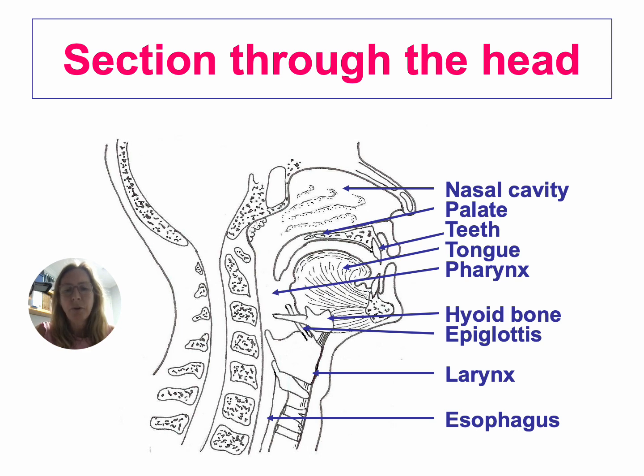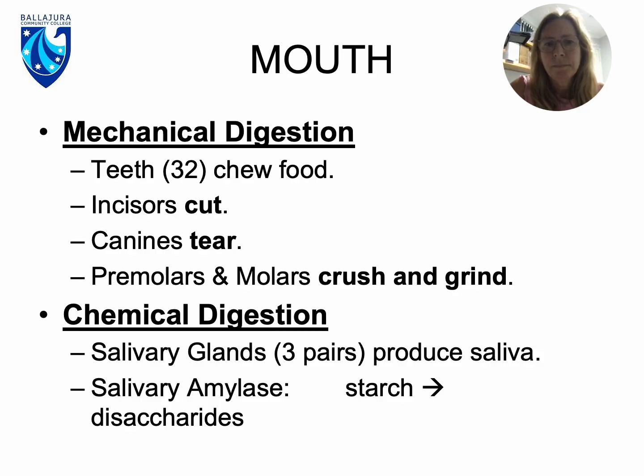This diagram shows you a cross-section through the head, showing you some of the digestive organs as a side view. We'll go through each one in turn. So in the mouth there's both mechanical and chemical digestion. Mechanical digestion by the teeth that chew the food into smaller pieces, and also chemical digestion from the saliva, which contains an enzyme called amylase. You know it's an enzyme if the name ends in ASE, A-S-E. So amylase, the enzyme, digests complicated carbohydrates called starch into their component units, which are, in this case, disaccharides. So that means 2 sugars joined together.